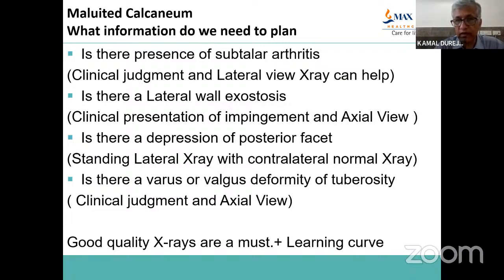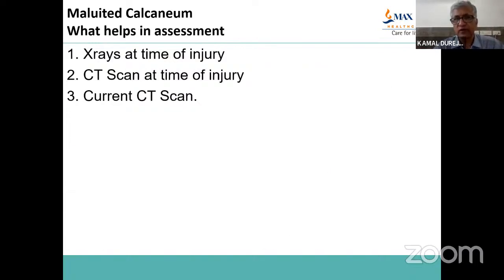Then we have to look at where the tuberosity is going. Is it lying neutral, varus, valgus? Again, your clinical judgment and axial view combined. So this much information we can get from X-rays, but it has to be a good quality X-ray. Plus, you have to have a learning curve to understand how to read your X-rays and take this information from the X-rays. So what next?